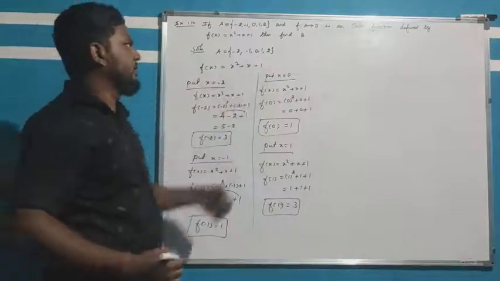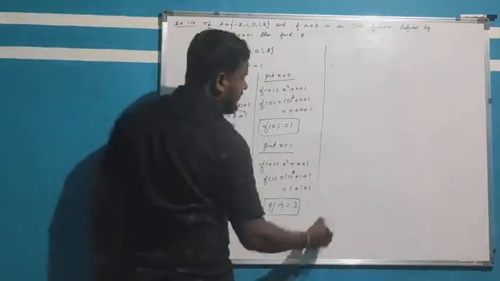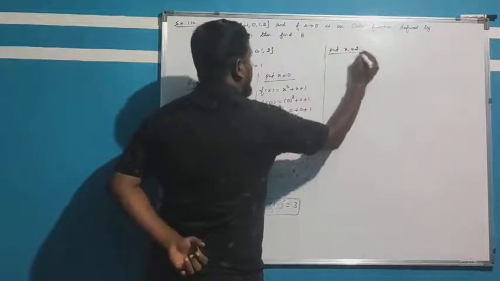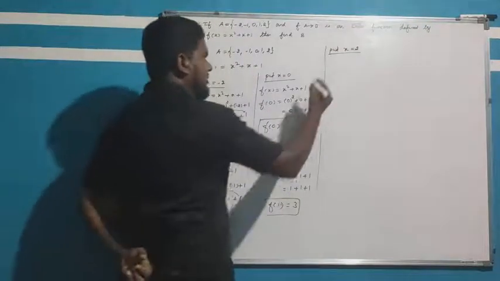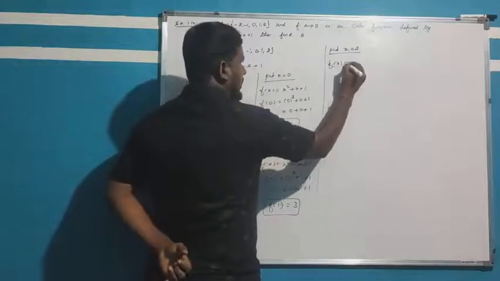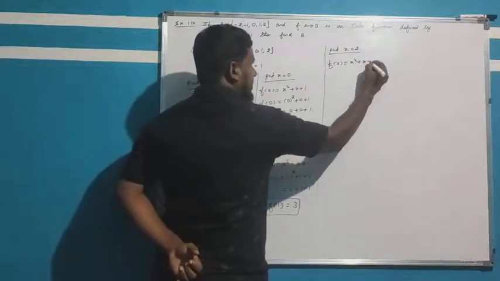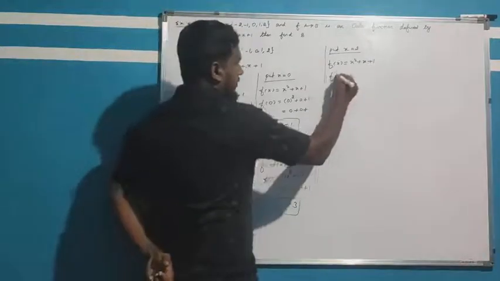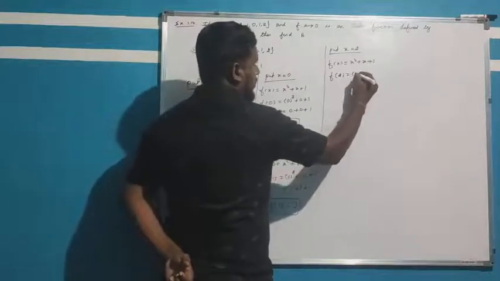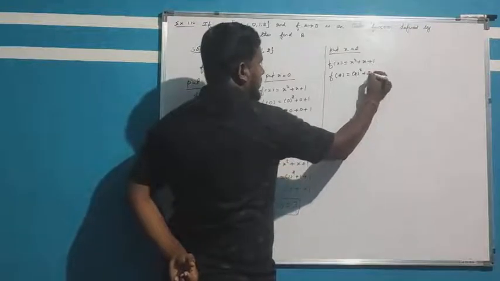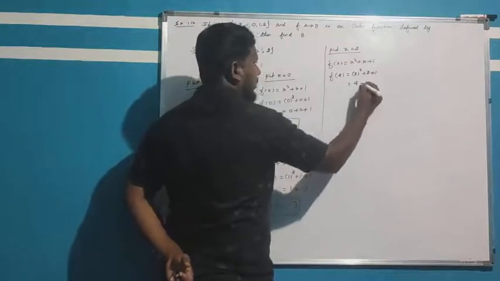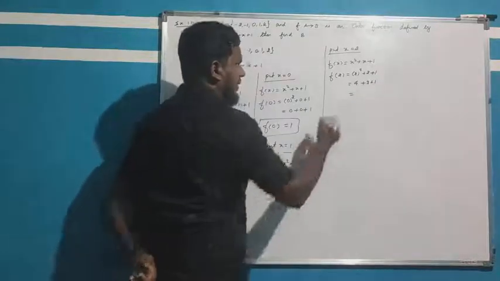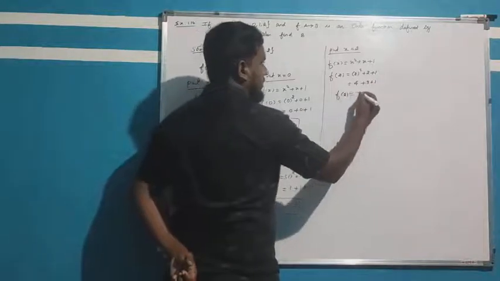Next you take 2. Put x equal to 2. Then in f of x we can substitute. f of x equal to x square plus x plus 1. In the x place we substitute 2. So f of 2 is equal to 2 square plus 2 plus 1. 2 square is 4, plus 2 plus 1. So we get 7. f of 2 is 7.